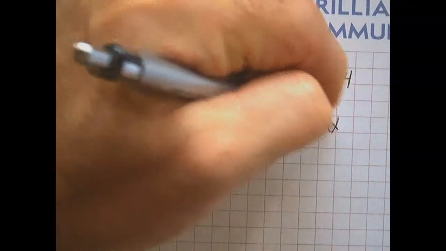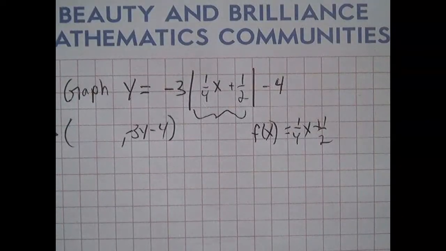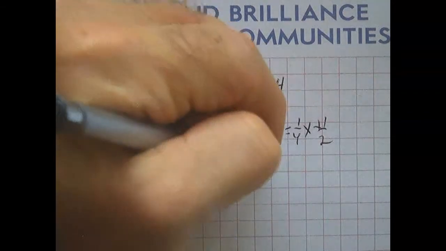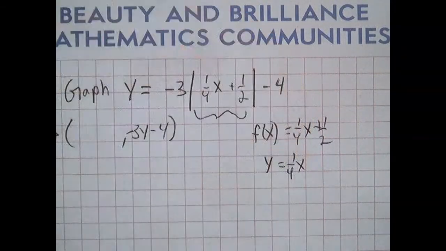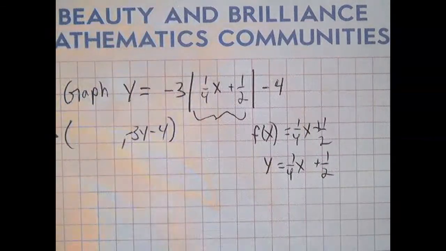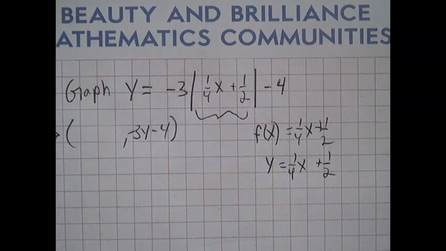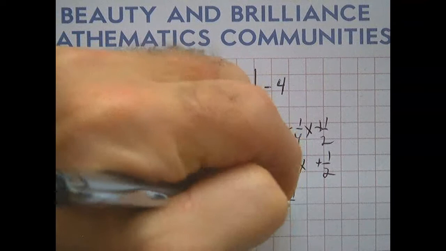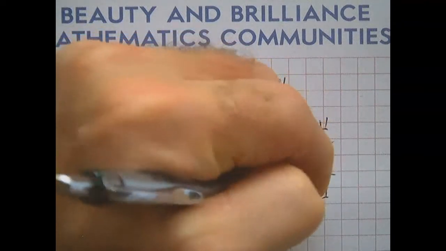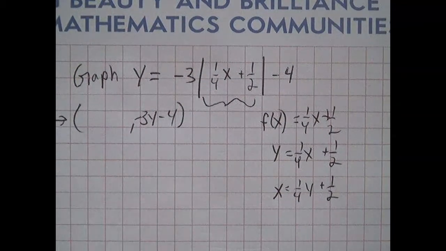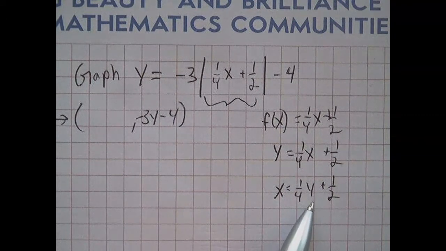All right, so this inner function, I'm just going to write this as a function. f of x equals 1/4 x plus 1/2. And I just want the inverse of that function. So this is like y equals 1/4 x plus 1/2. To find the inverse, you switch x and y, so this would be x equals 1/4 y plus 1/2. And then you solve for y. That's how you find the inverse.